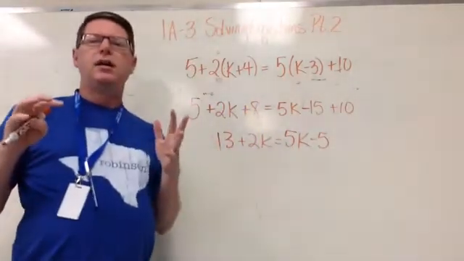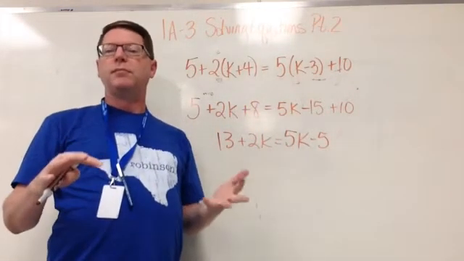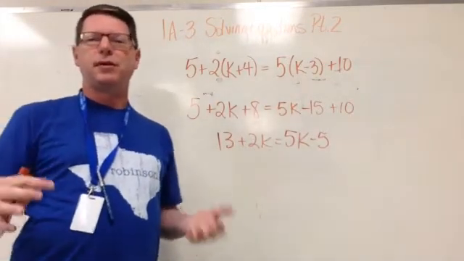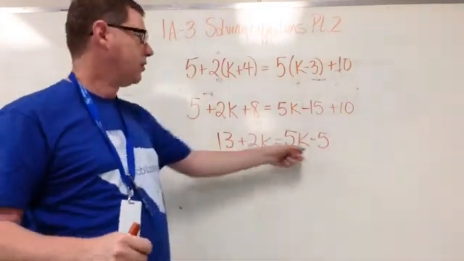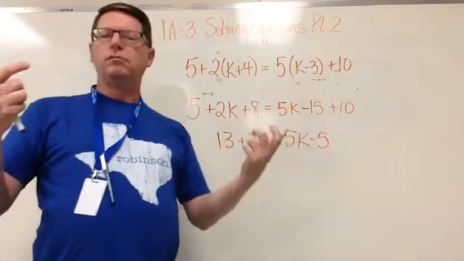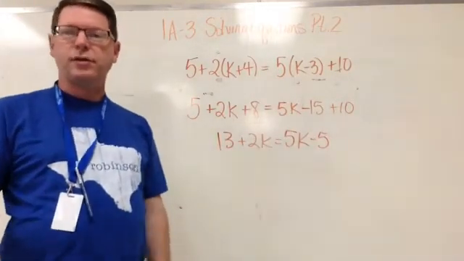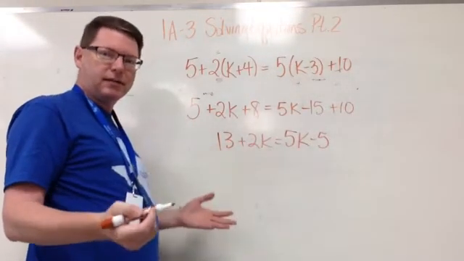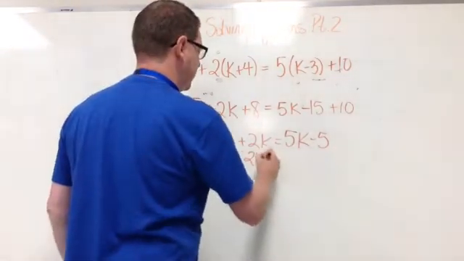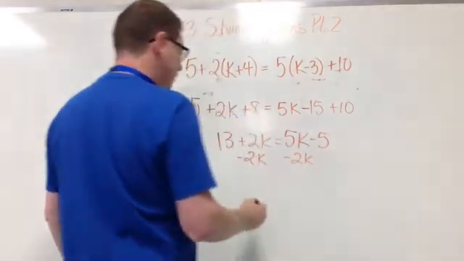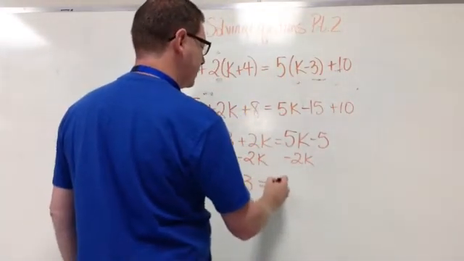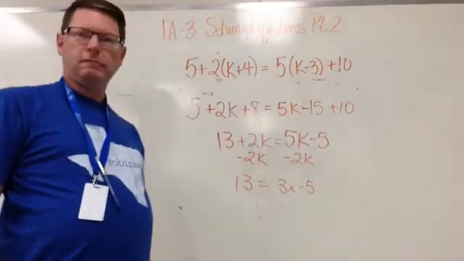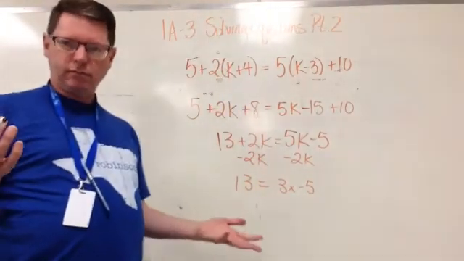So now I have solving an equation with variables on both sides. So I look and see which one is the variable with the smallest coefficient, a 2k or a 5k, and so obviously 2k is smaller, so I'm going to start there. I'm adding 2k in the equation, so the opposite of that is subtracting 2k. So I'm left with 13 equals 3k minus 5. Okay? So good so far?